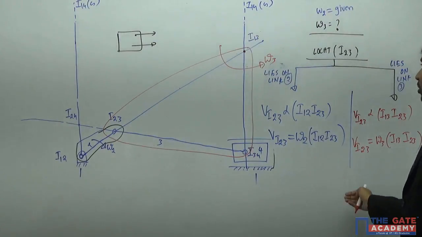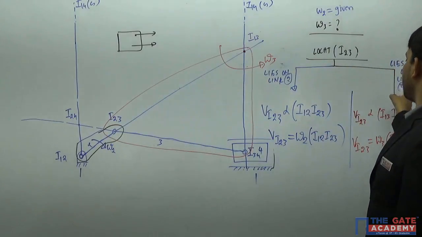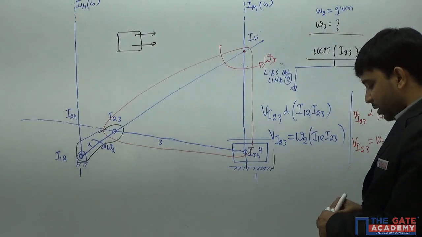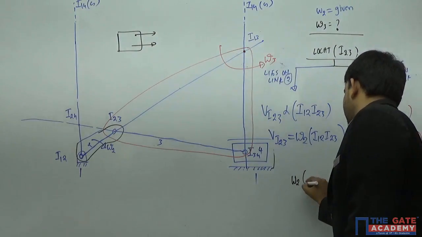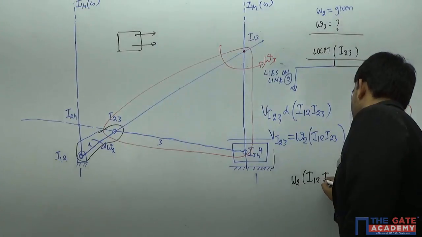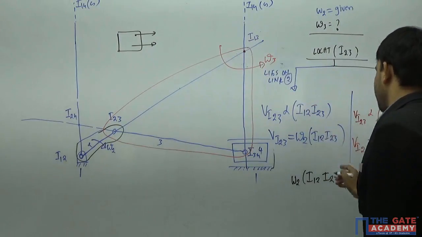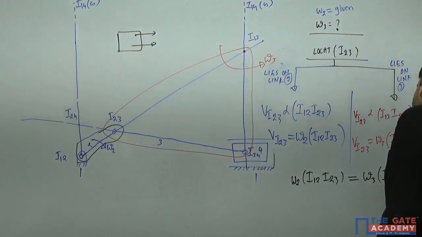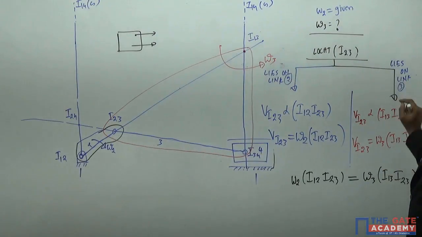You can see that if I23 lies on link number 2, this was the velocity. If I23 lies on link number 3, this is the velocity. Since a single point cannot have two different velocities, both are the same. So I can say like this: omega 2 times I12 to I23 is the velocity of I23 if it lies on link 2. This must equal omega 3 times the distance between I13 and I23, which is the velocity of I23 if it lies on link 3.